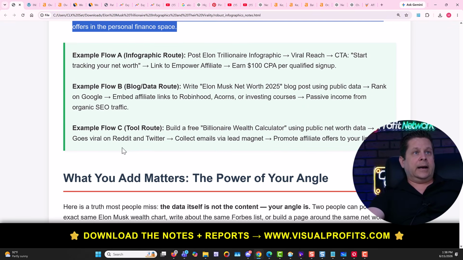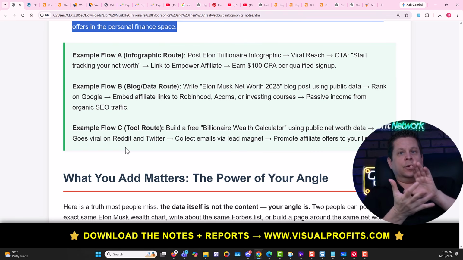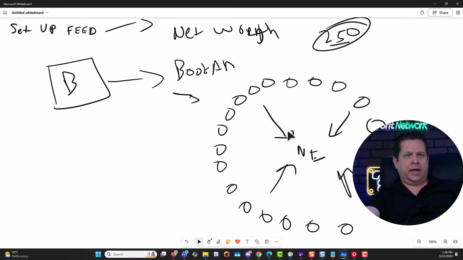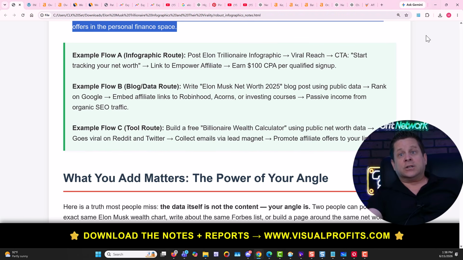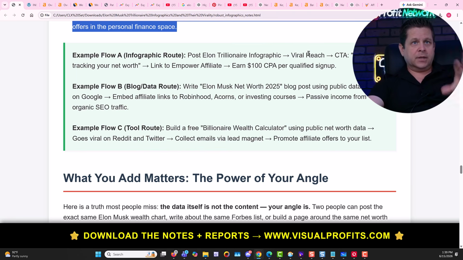Go through, have an affiliate link for whatever it is you want to promote. Maybe you could do like ClickBank offers or whatever it is, okay? Straightforward stuff. Make it congruent. The key is be very congruent. Like if you're getting a mailing list of people interested in entrepreneur tips, find a good entrepreneur course. Pretty straightforward, or books or something like that. What we're going to do is look at an example flow here where we would post the trillionaire graphic, get your reach. CTA is start tracking your net worth.